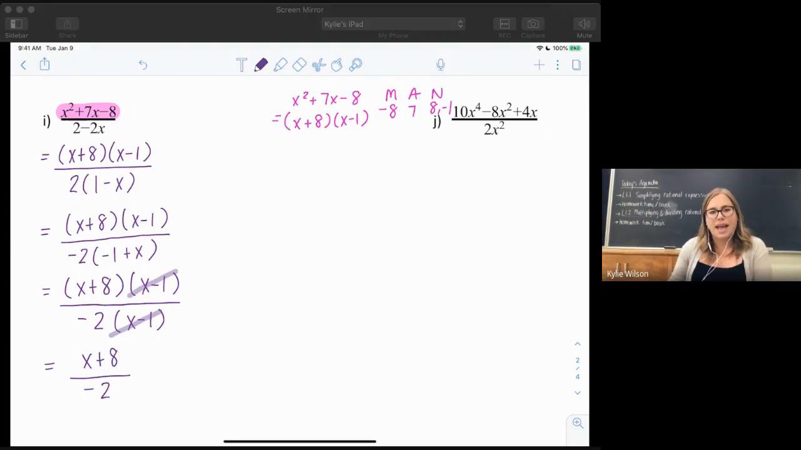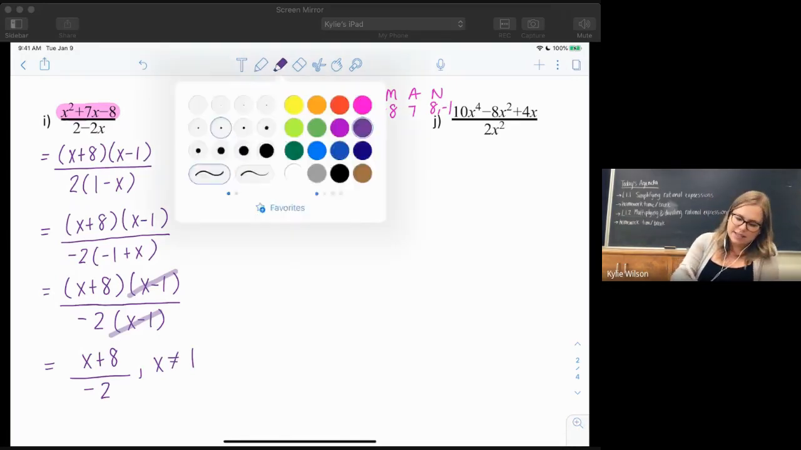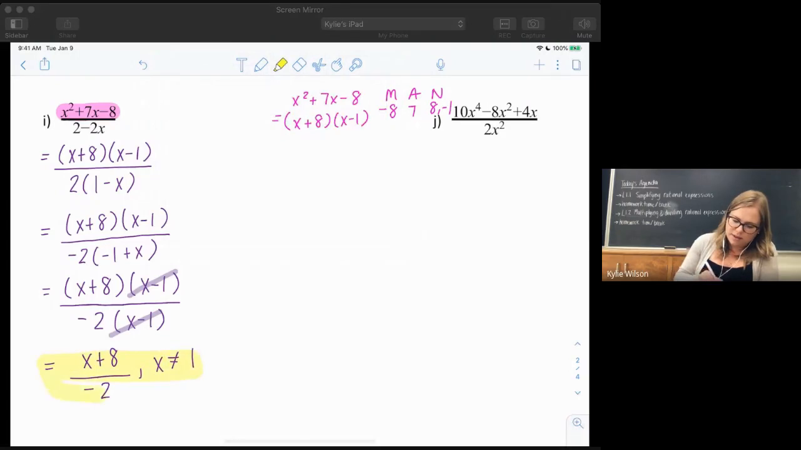And finally, my restrictions, always need those. I look for any point where there's an x on the bottom, and I have that x cannot equal positive 1. And that is my final answer. Any questions about that one? It's a bit of a tricky one there.